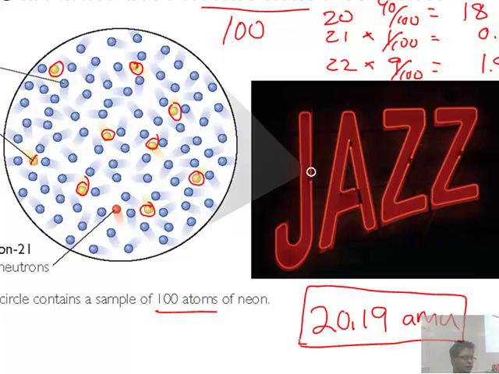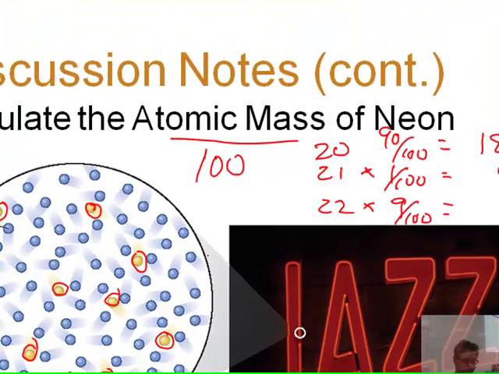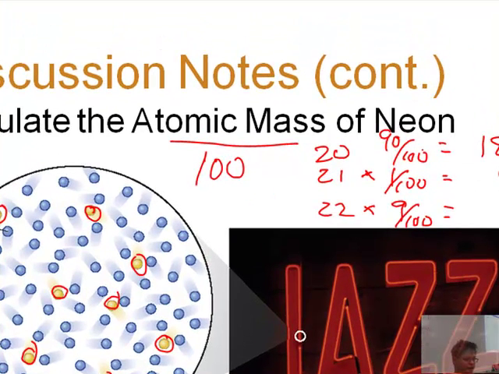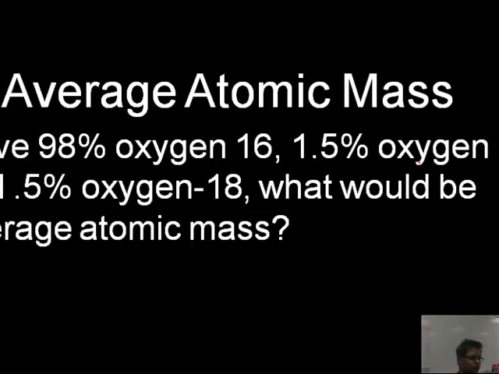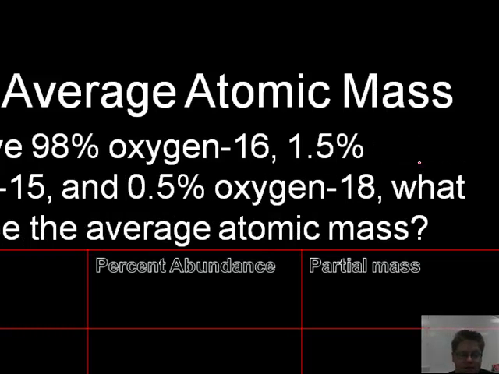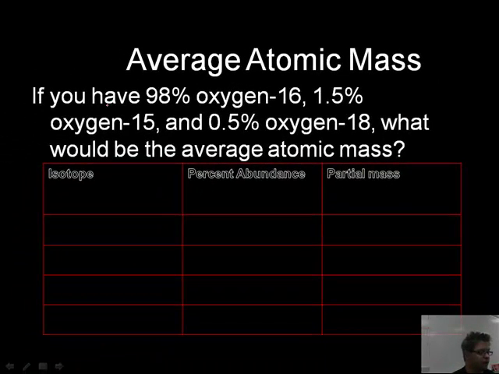So that's how to determine the average atomic mass given a picture. If you're not given a picture, most of the time you're given the percent abundances. So you'd be given the 90%, the 1%, and the 9% in this case. So let's look at a problem where you have these percentages. You've got 98% oxygen 16, 1.5% oxygen 15, and 0.5% oxygen 18. It's asking what would be the average atomic mass. So we've got three different isotopes here.